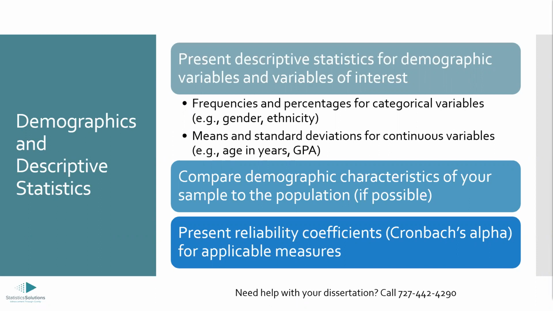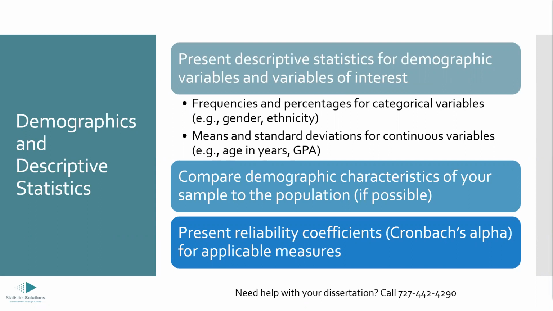So you may want to report frequencies and percentages for categorical variables. This can include things like gender and ethnicity. And you can report statistics such as means and standard deviations for continuous variables. This might be something like age in years or GPA.